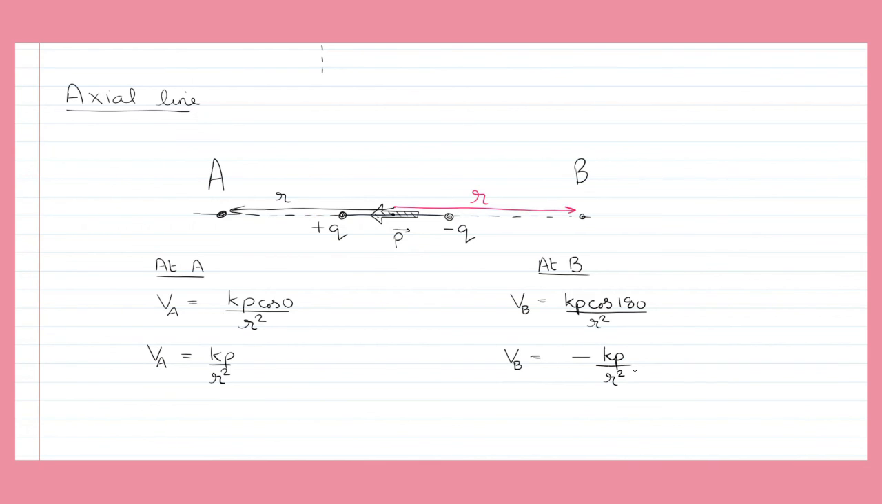So on the same axial line, potential can come out to be positive also and negative also. Positive is when it is closer to the positive charge, like at the point A, and negative is when it is closer to the negative charge, like the point B. So this was the complete theory about potential due to a dipole.